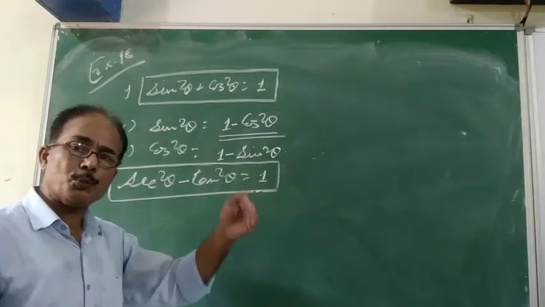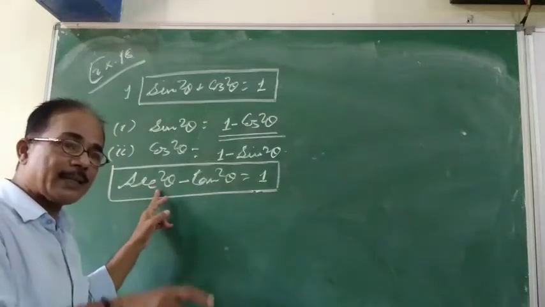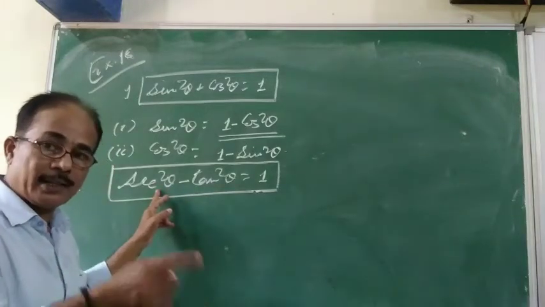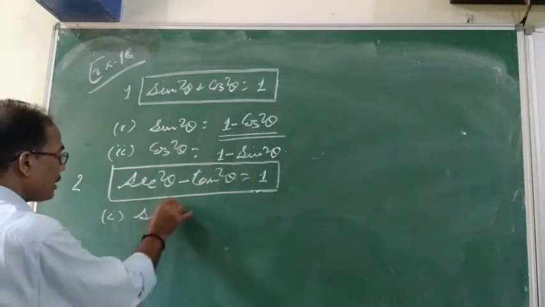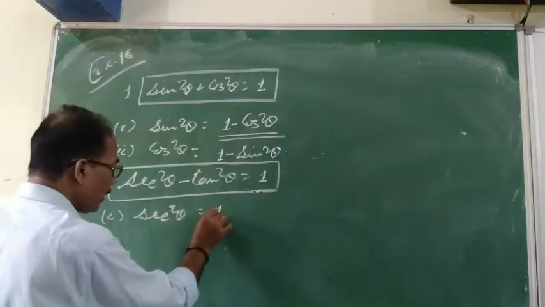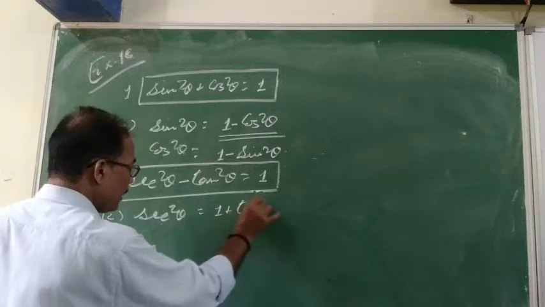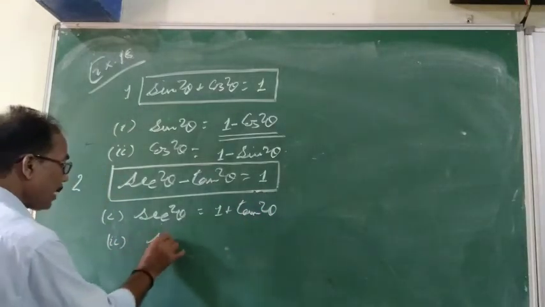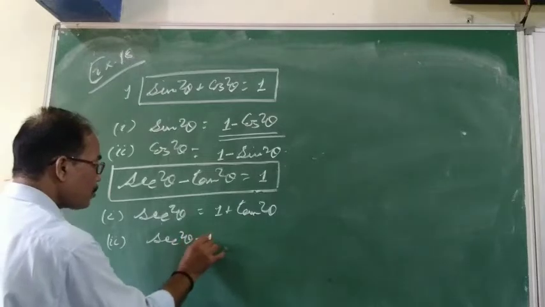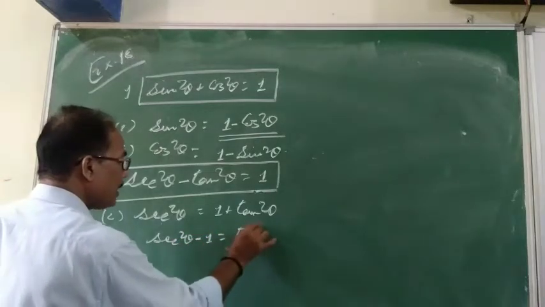One by one, if you make sec square theta the subject, you will get another formula: first, sec square theta equals 1 plus tan square theta, or second, sec square theta minus 1 is equal to tan square theta.